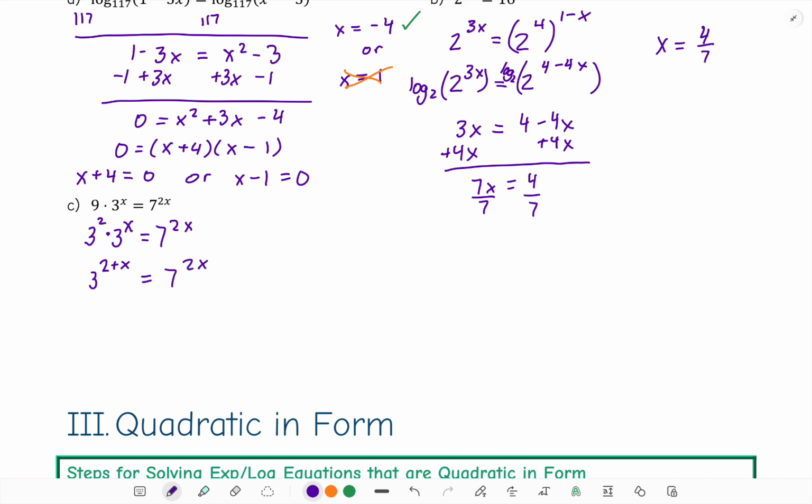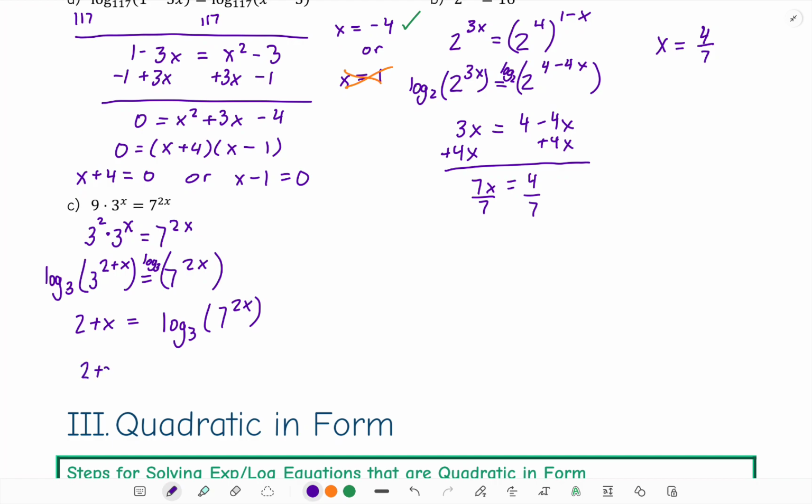Well, unfortunately, unlike in part B, we won't be able to make the 3 into a 7 or the 7 into a 3 using exponents. You could use your change of base formula from the previous section, or I'm just going to take log base 3 of both sides. Now on the left-hand side, the log base 3's cancel out, so we're left with 2 plus x. But on the right-hand side, we're going to actually have to use our log property because this is log of an exponential. We can drop that 2x down.